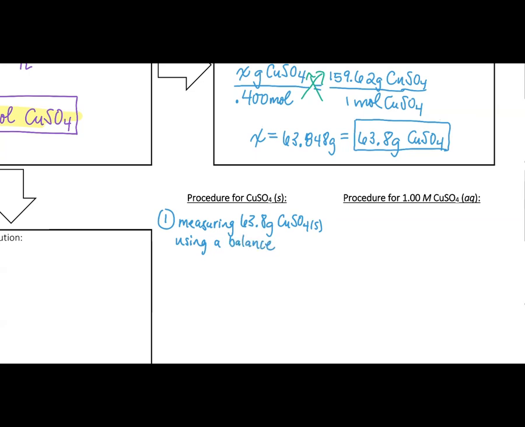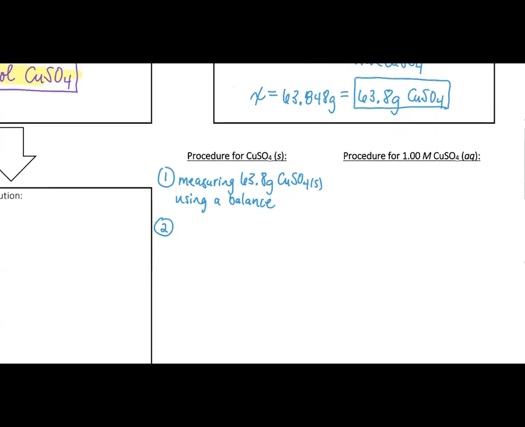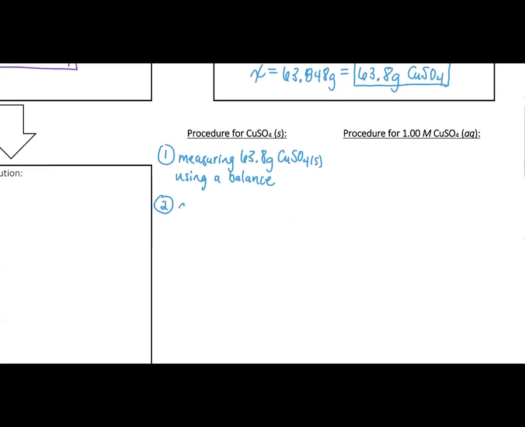Okay, once we've mashed that out and put it into a container, we're going to add our solvent. In this case, since it's an aqueous solution, that's going to be water. We want to add enough water to make our 800 milliliters of solution. Now, we don't want to add 800 milliliters. We want to add enough to get to 800 milliliters. Otherwise, we might add too much.